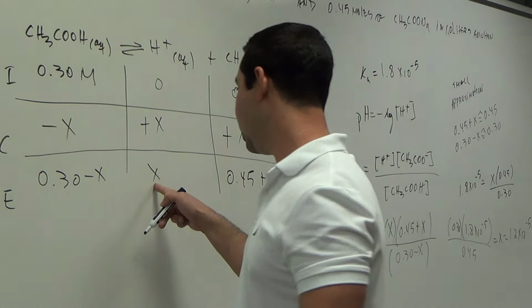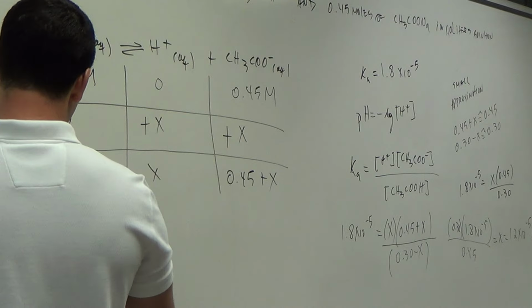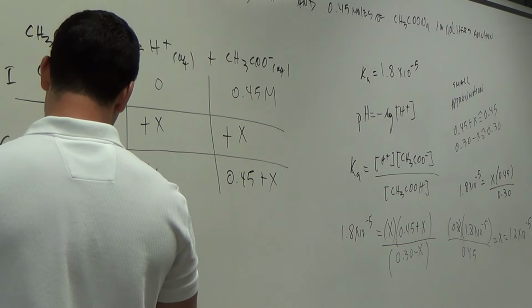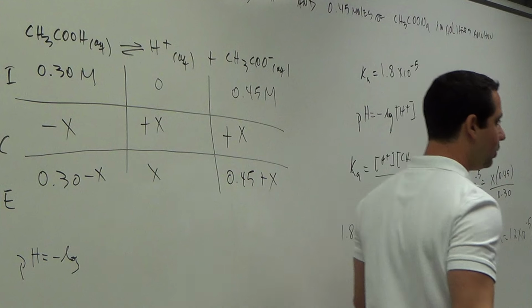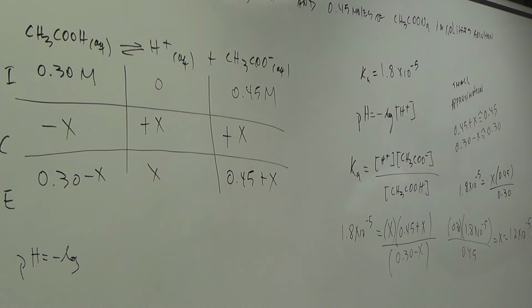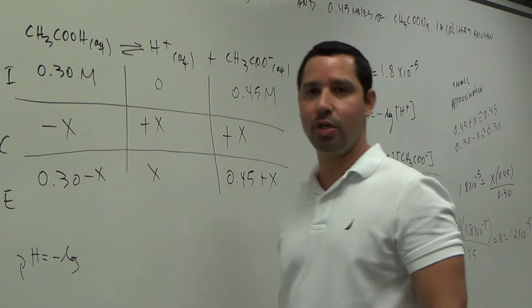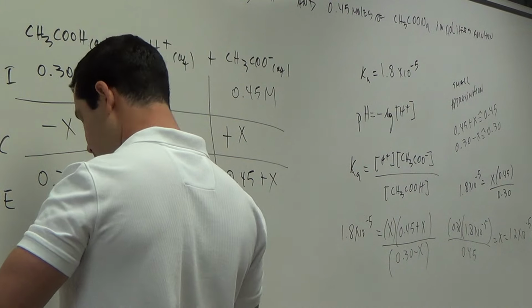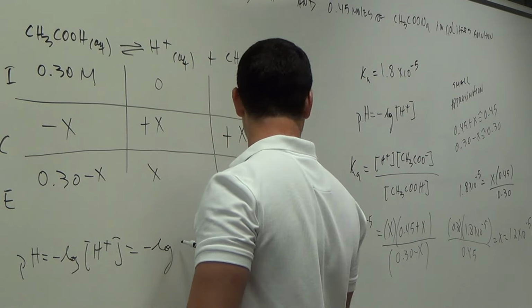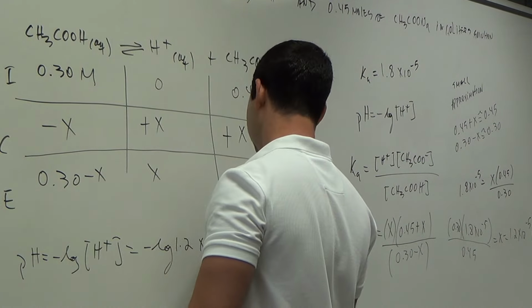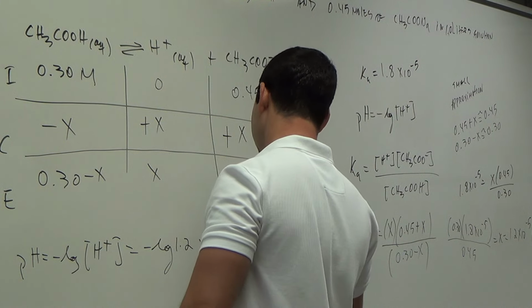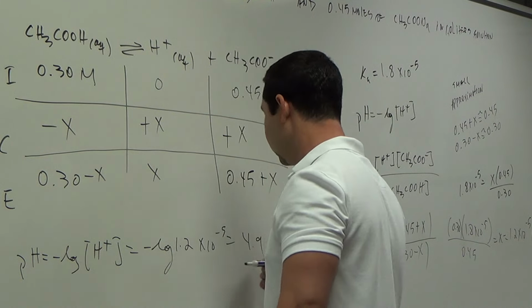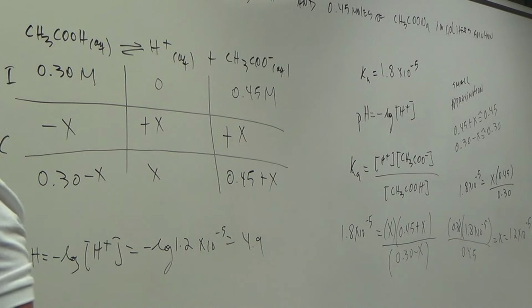Now we need x to use the negative log. So the pH is the negative log. Let's write next to this that this is the concentration of H plus. So this is the negative log of H plus. What is it equal to? The negative log of 1.2 times 10 to the minus 5 is 4.9. Does 4.9 have units? No units.